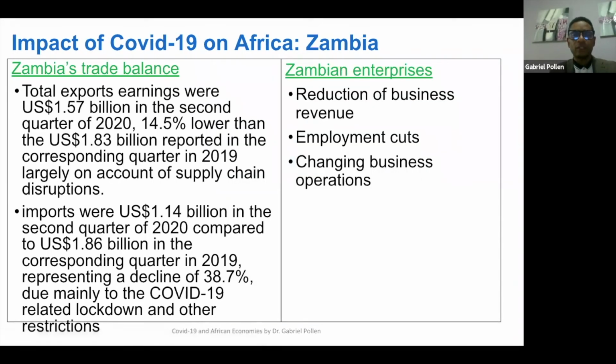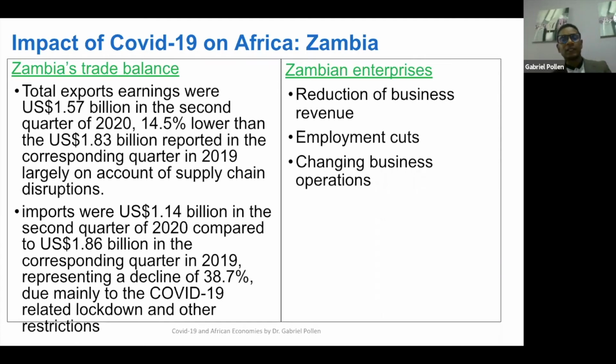If we look at what's happening in Zambia, what we try to do is at least look at the trade balance for Zambia. We've seen that for the second quarter of 2020, compared to the corresponding quarter in the previous year, there is a 14.5% reduction in export earnings. We see a decline also in imports.